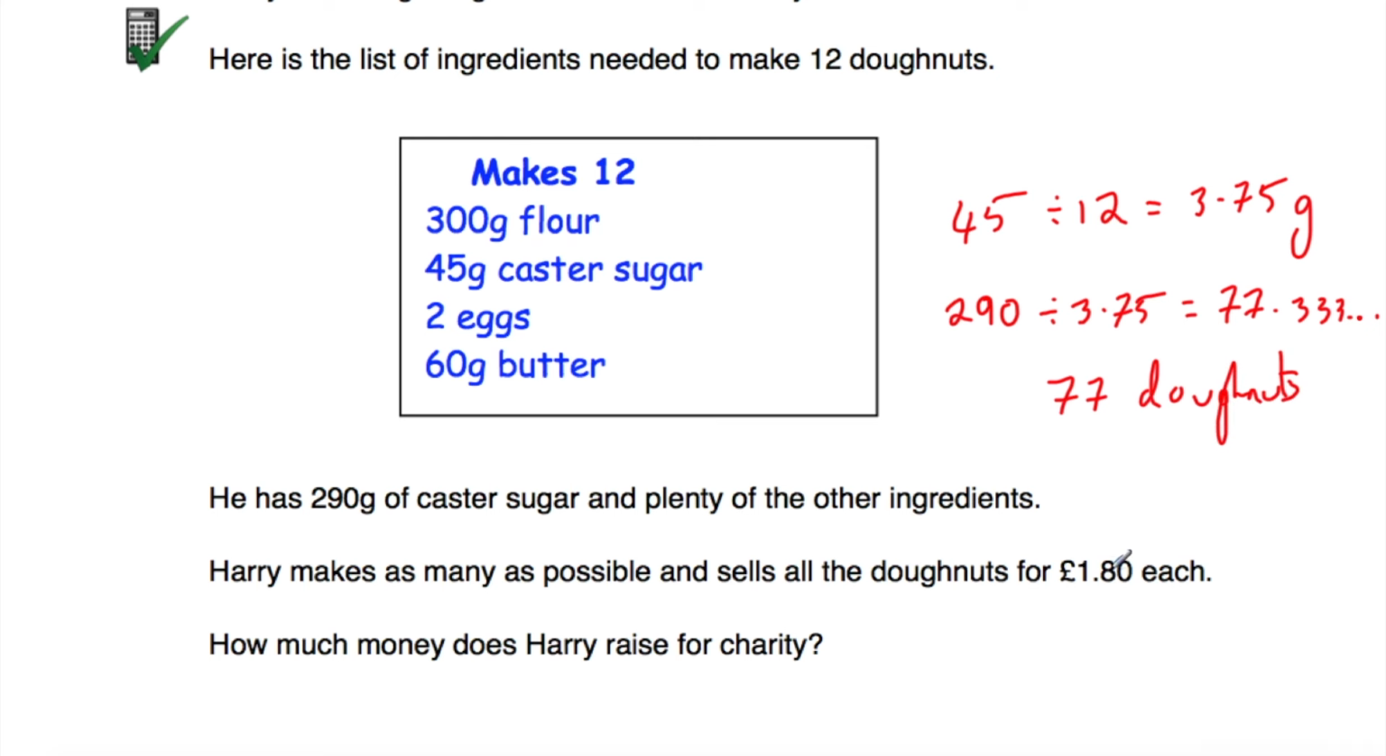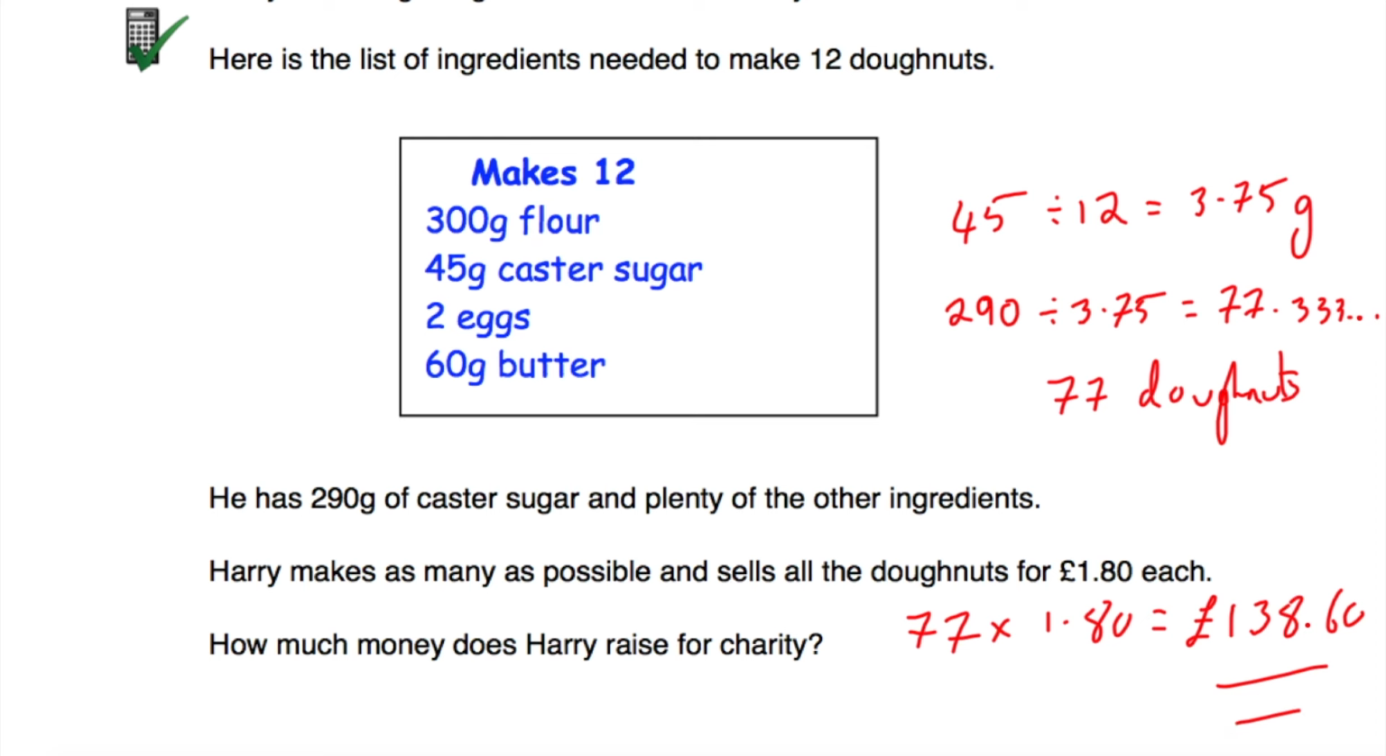And each donut he sells for £1.80. So if we do 77 multiplied by £1.80, or £1.80 multiplied by 77, that'll tell us how much money he raises for charity. So 77 multiplied by £1.80 is equal to £138.60, and that's how much money Harry raises for charity.